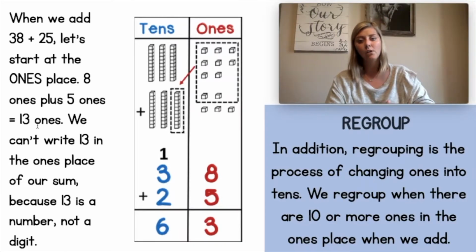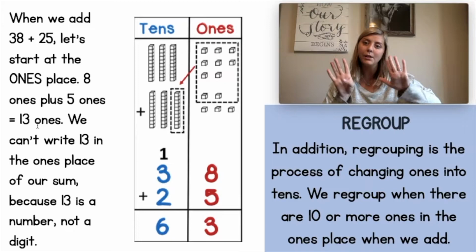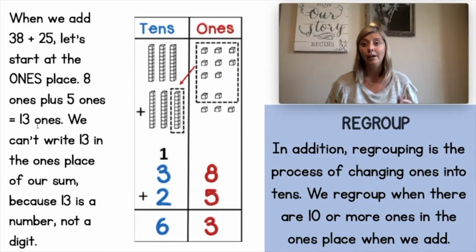Just to summarize that all one more time, regrouping is the fancy math word we use for when there are too many ones. And too many ones is anything that's going to be bigger than 9, because 9 is the biggest digit there is. So if you have 10, 11, 40 ones, you would have to regroup some of those to the tens place.